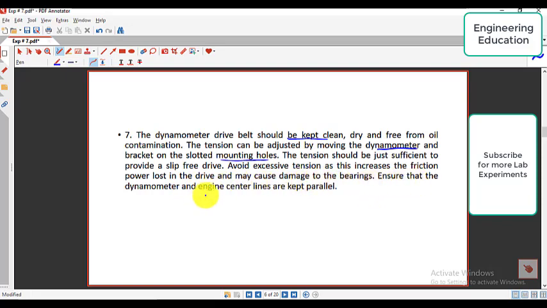Ensure that the dynamometer and engine center lines are kept parallel. This is essential so that the dynamometer pulley and the steam engine are in line, parallel with each other, to transmit power from the engine to the DC generator.